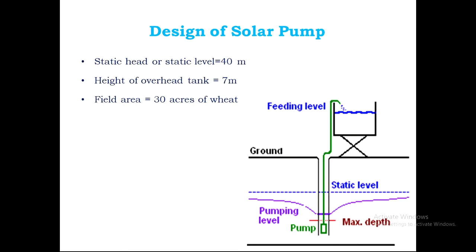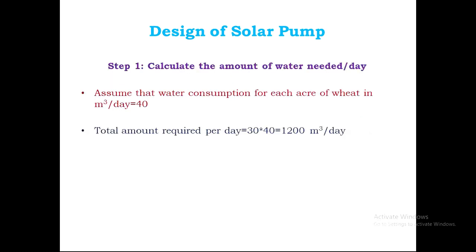Here I am considering a field area of 30 acres of wheat, and as per my knowledge, the water consumption for each acre of wheat is 40 meter cube per day. So we have considered 30 acres, so 30 into 40 is 1200 meter cube per day. So this is the first step. We have to calculate the amount of water needed per day.